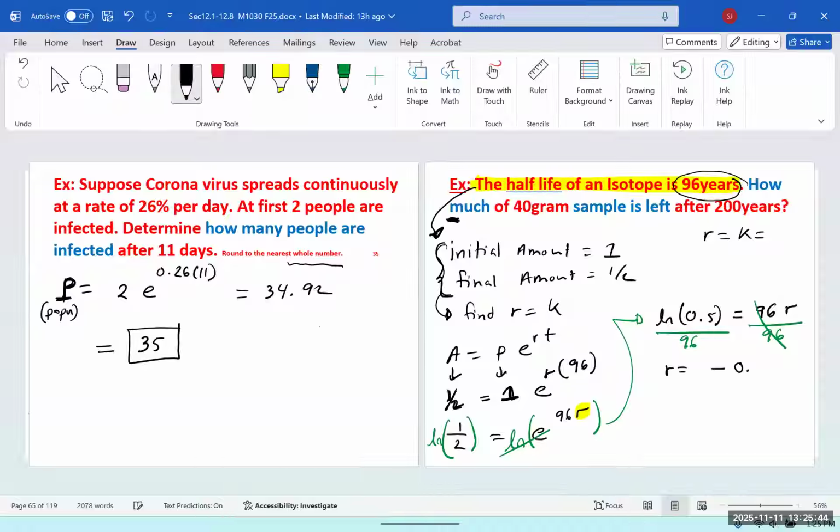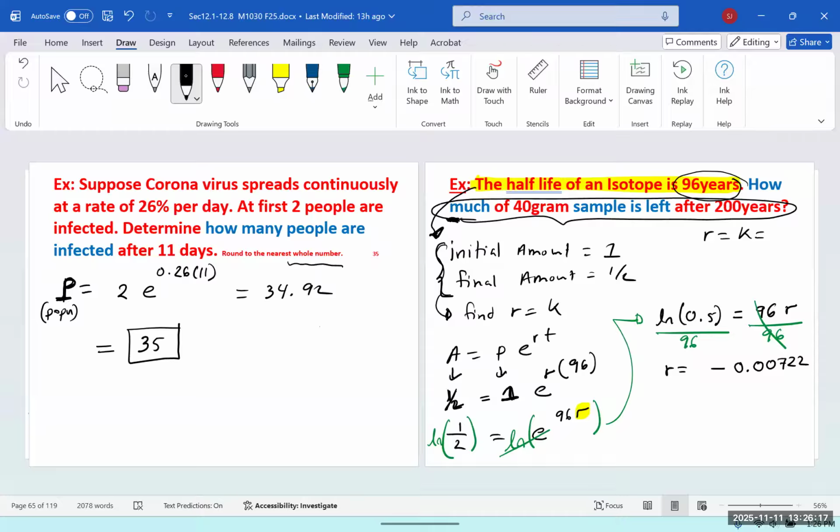How much? Negative 0.00722. Give me more numbers because you have to use that. You shouldn't round here, because you need this number to get the real result, the next result. So this is our rate, which is going to help us find the next portion of the question.